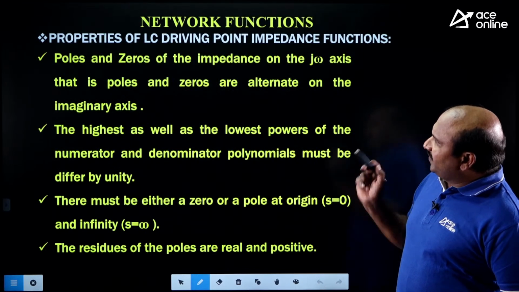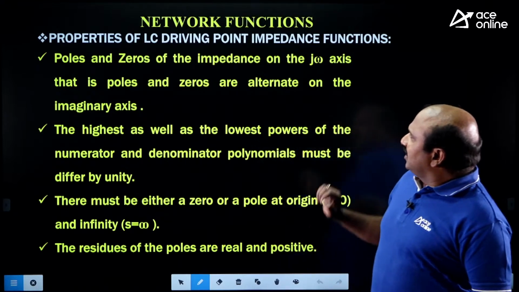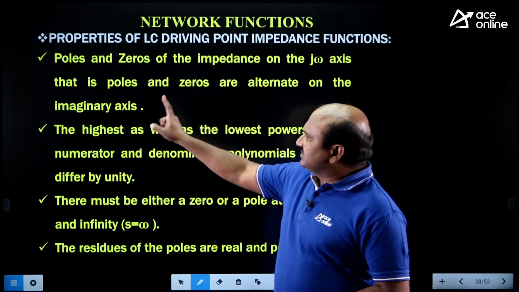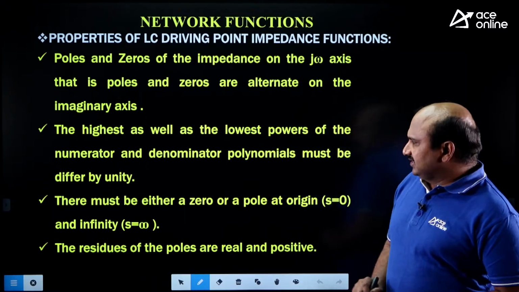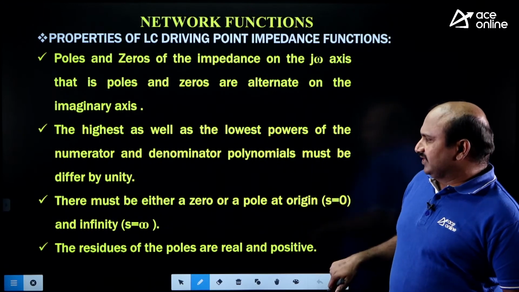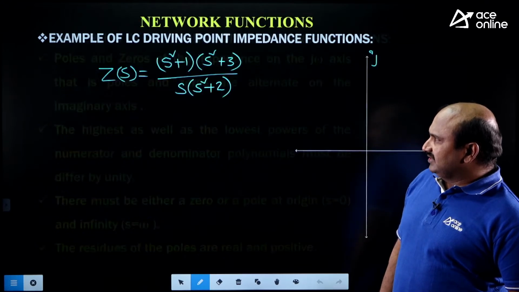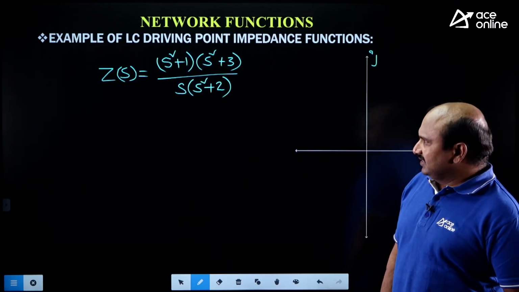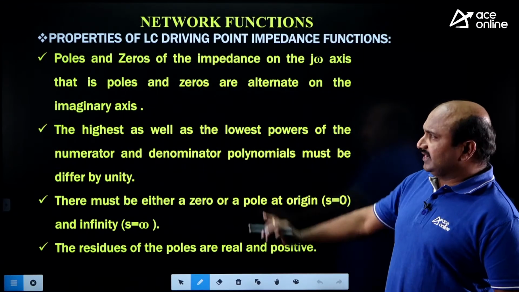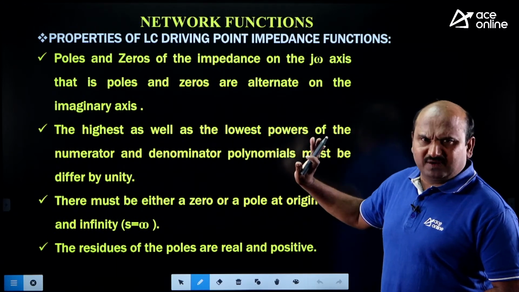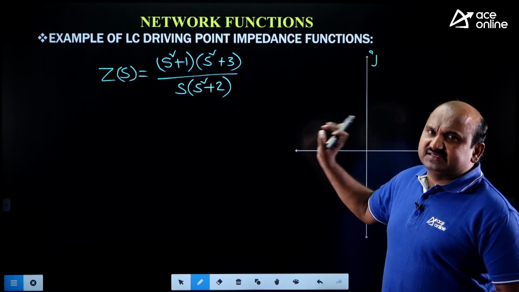LC is what? Properties of LC driving point impedance function. Poles and zeros of the impedance are on the j omega axis, and poles and zeros are alternate, and here we are considering that there must be either a zero or a pole at the origin, and or infinity. These are the points we have to consider. Take the example, right? You can see this one. These are the properties here. Because we have less time, that's why I am showing this. You can read it, not a problem. But I will spend the time on the example, definitely.